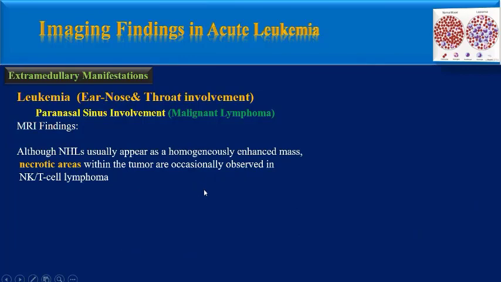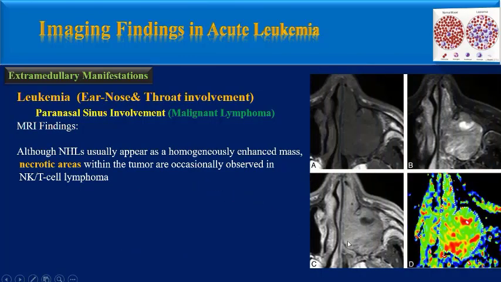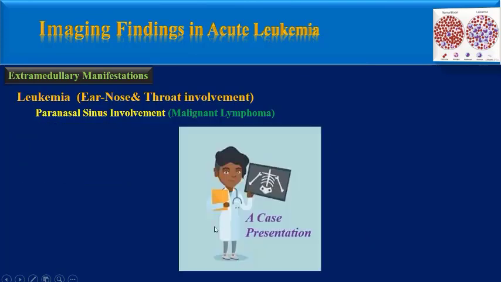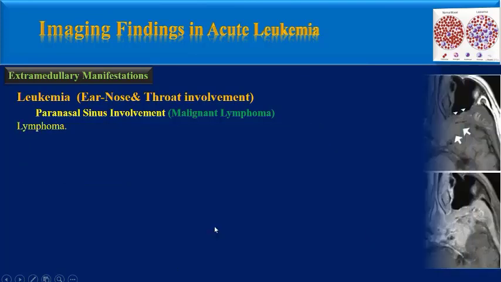Also, non-Hodgkin lymphoma usually appears as a homogeneous enhanced mass. Necrotic areas within the tumor are occasionally observed in T-cell lymphoma. Now a case presentation of malignant lymphoma.